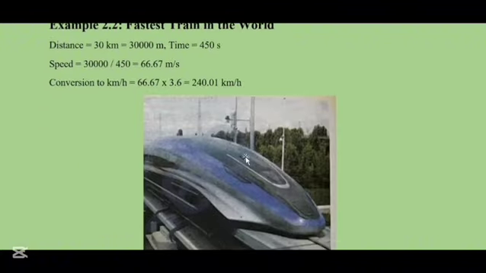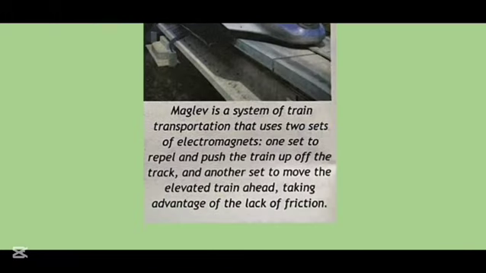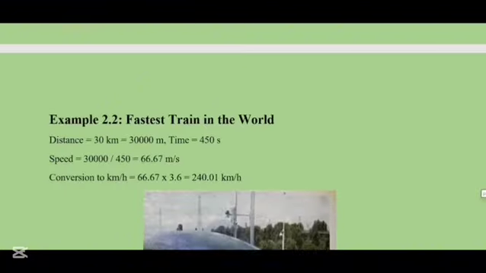Now we have another example, the fastest train in the world. It is known as Maglev. Maglev is a system of train transportation that uses two sets of electromagnets. One set is to repel and push the train up off the track, and another set is to move the elevated train ahead, taking advantage of the lack of friction.